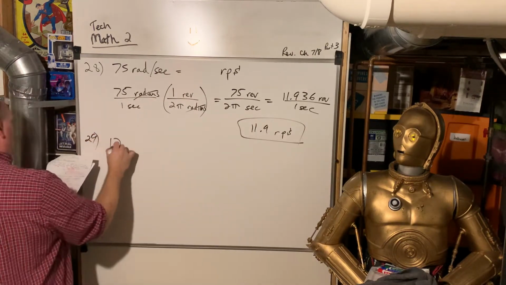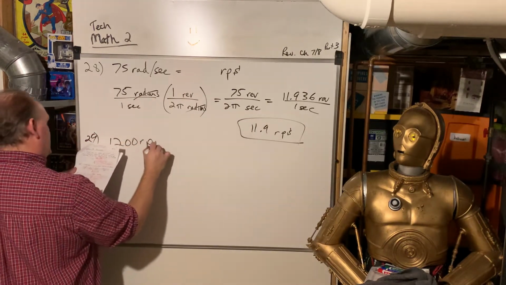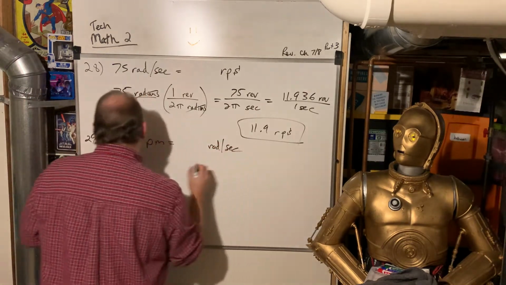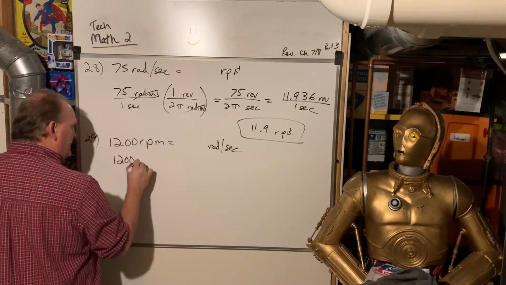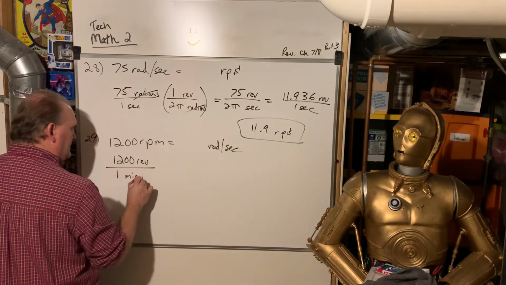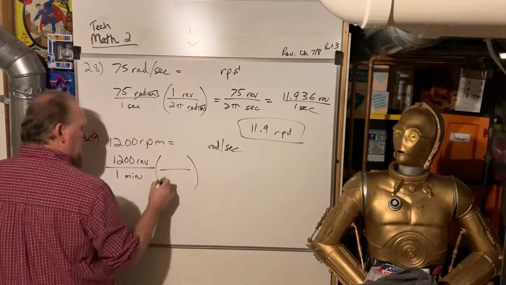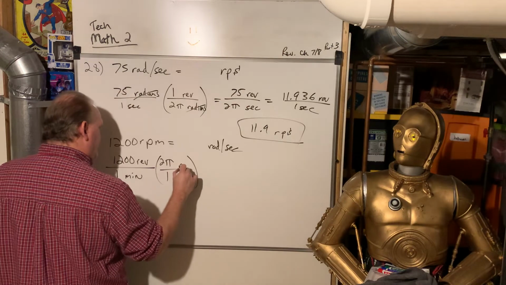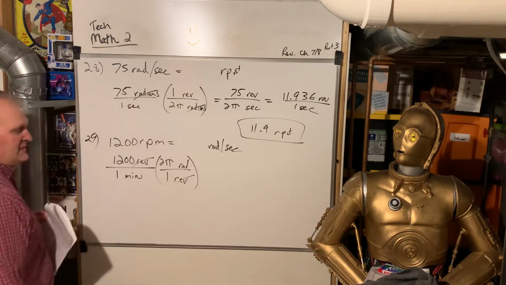Problem 29: 1200 RPMs is how many radians per second? So 1200 revolutions in 1 minute. We want revolutions to go away. 1 revolution is 2 pi radians. That's what they want.